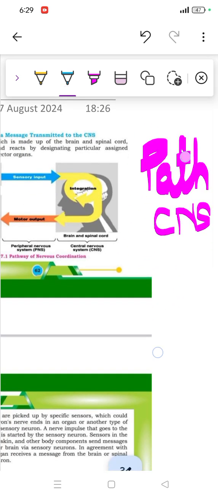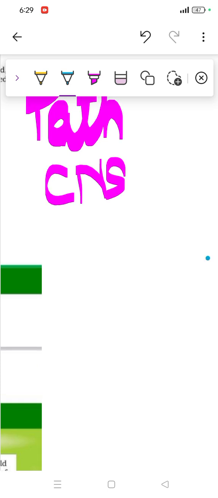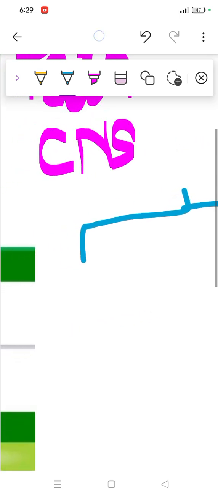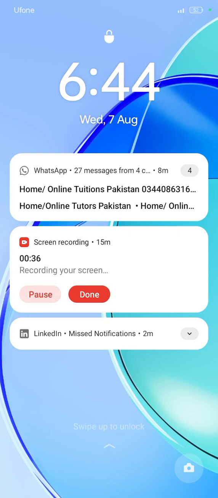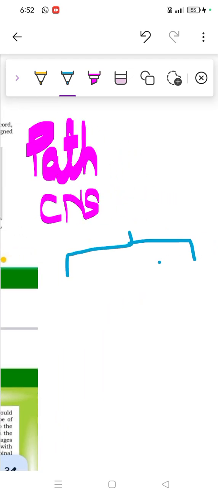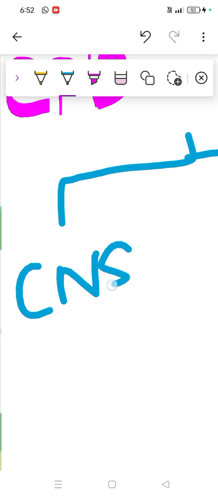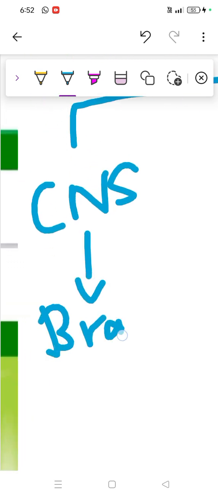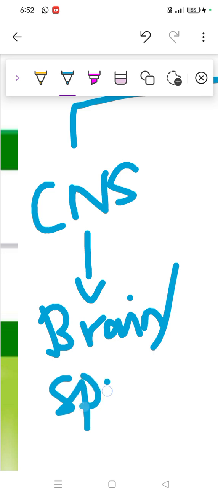Before I start, let's see our nervous coordination, which is divided into two parts. I hope you know that because we covered it in the starting introduction class. If you talk about nervous coordination, we have two types: the central nervous system, CNS, and the peripheral nervous system, PNS. In the CNS, the brain and spinal cord are the examples.